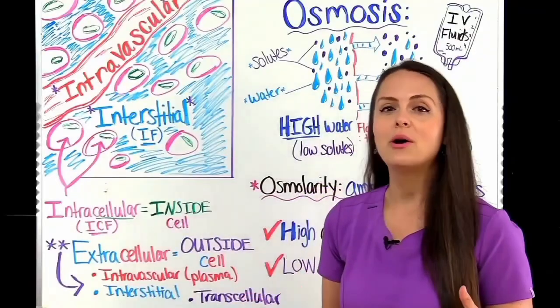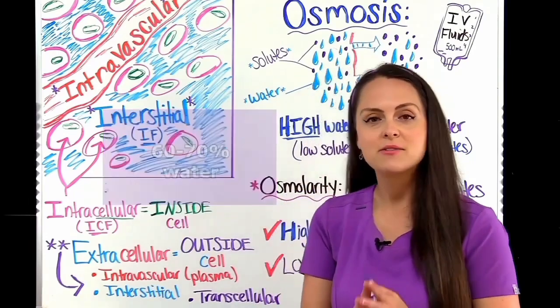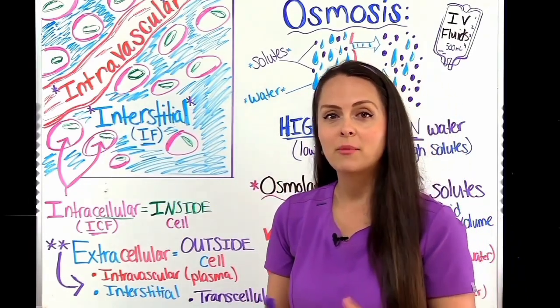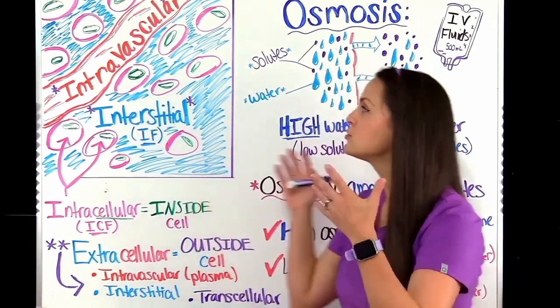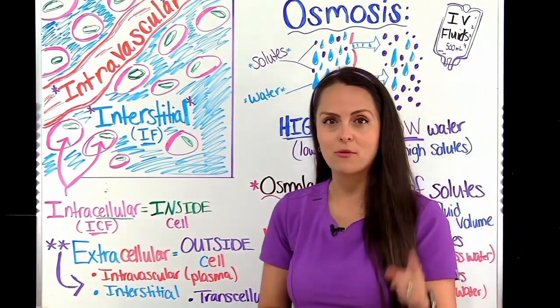Now, the average adult body is made up of about 60 to 70% water. So that is a lot of fluid within our body. And this fluid has to be stored somewhere. And there are two main compartments that store this fluid that I want you to remember.